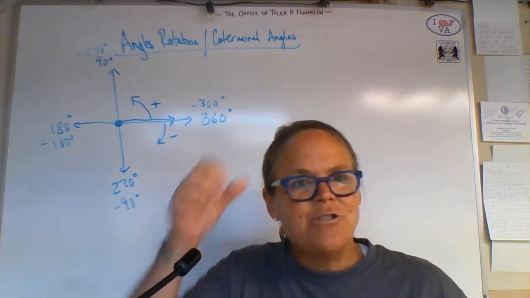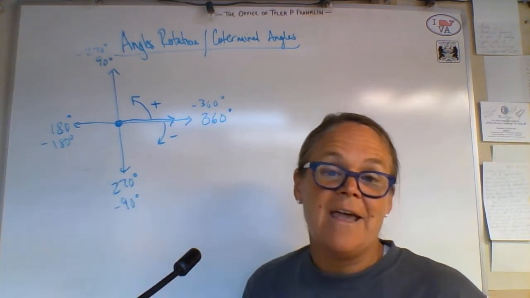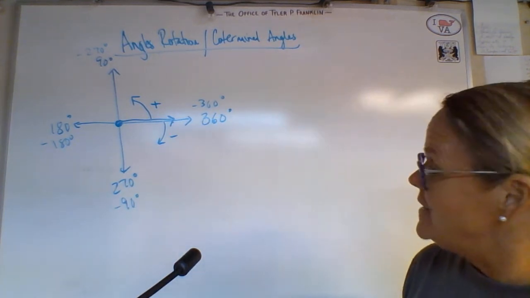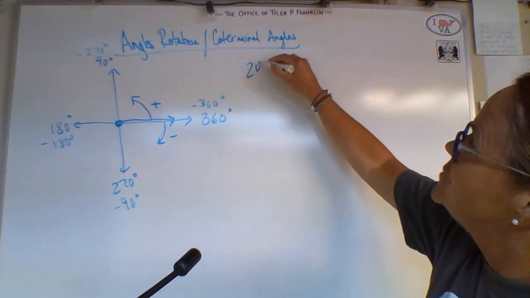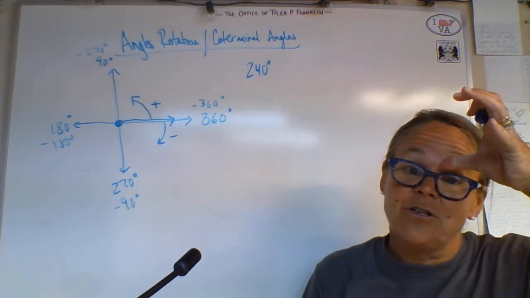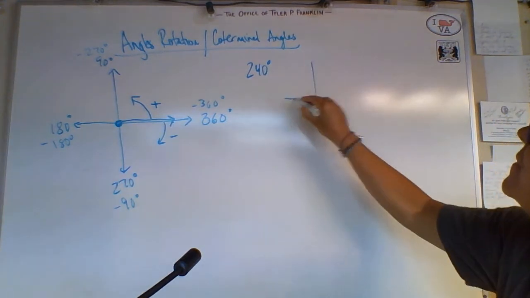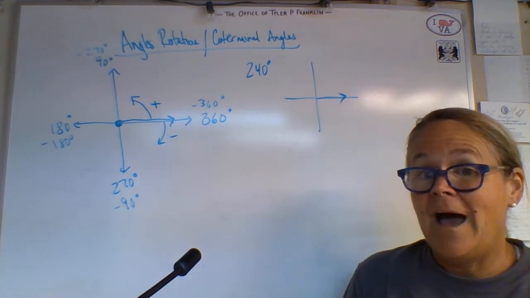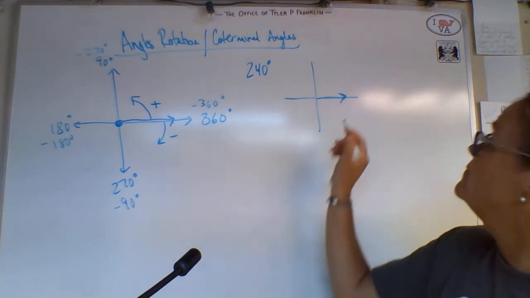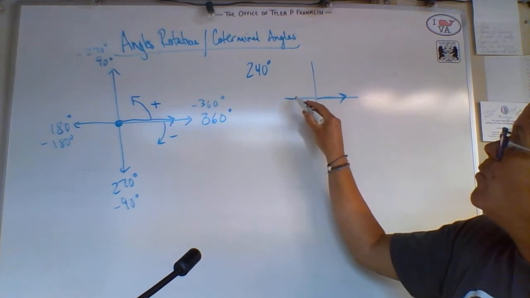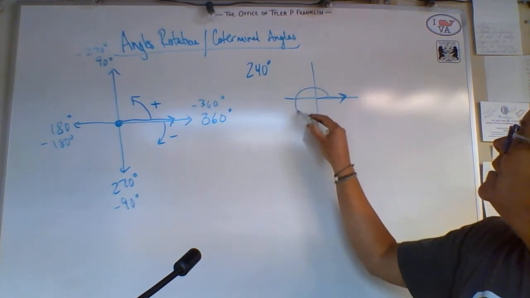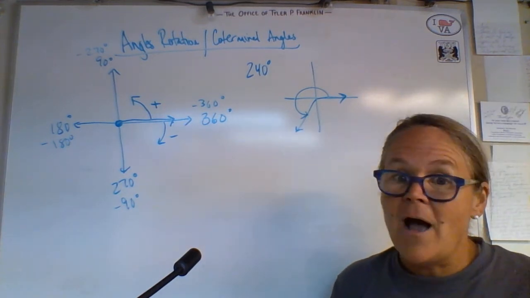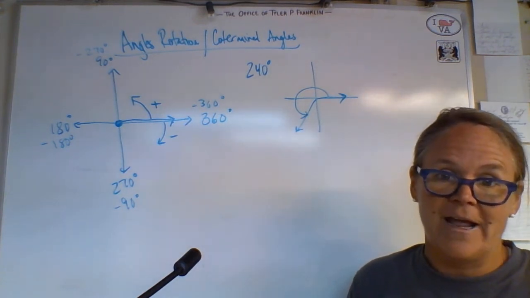So when you're making these, you're just thinking of those, and it's not like you're getting out a protractor and making it perfect. If I said to you, draw a 240-degree angle, you would think, okay, I'm going to start here. I'm going to go counterclockwise because it's positive. That's 90, that's 180, that's 270. So you're going to stop somewhere in there. That's an approximate of a 240-degree angle.